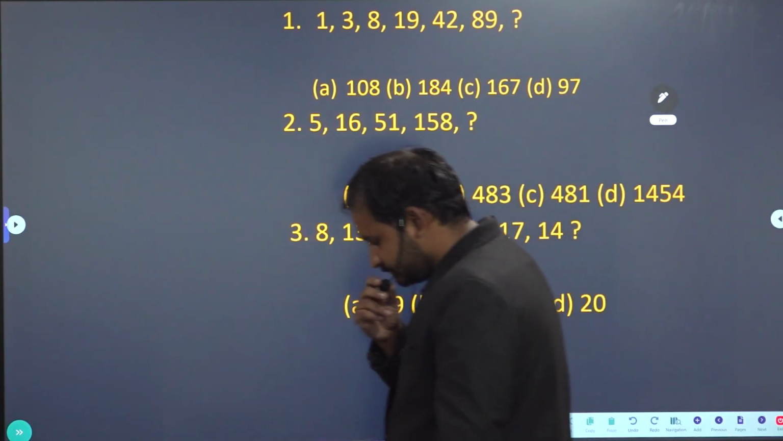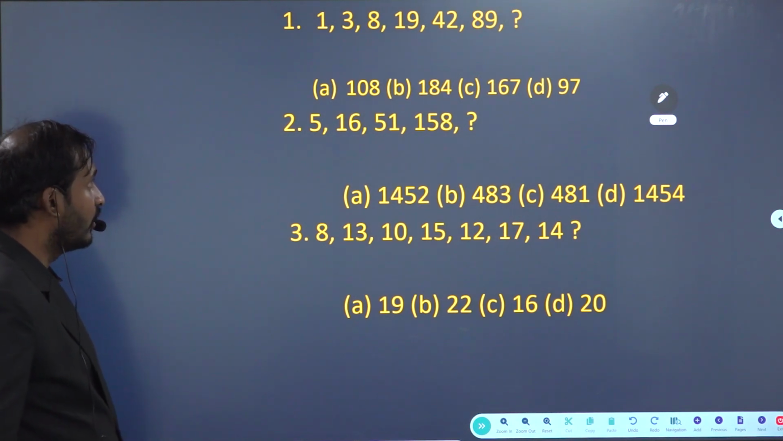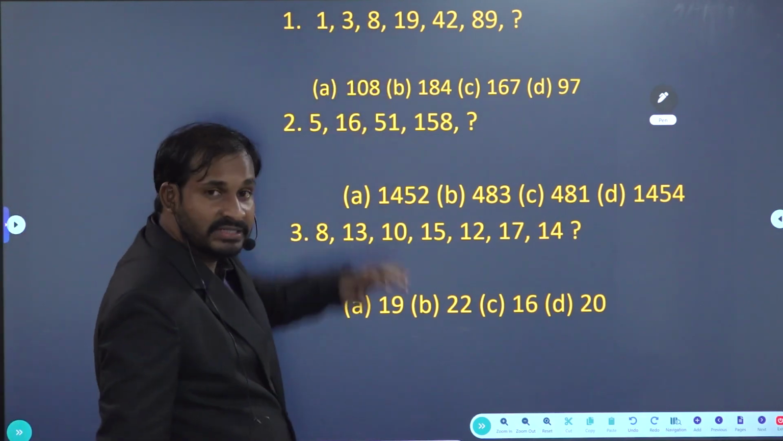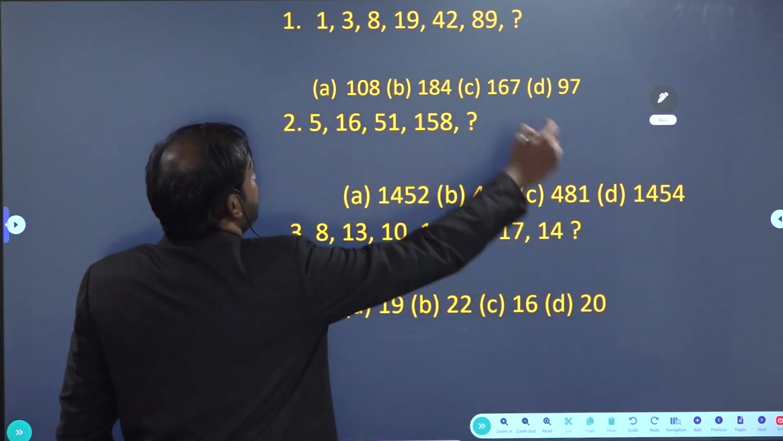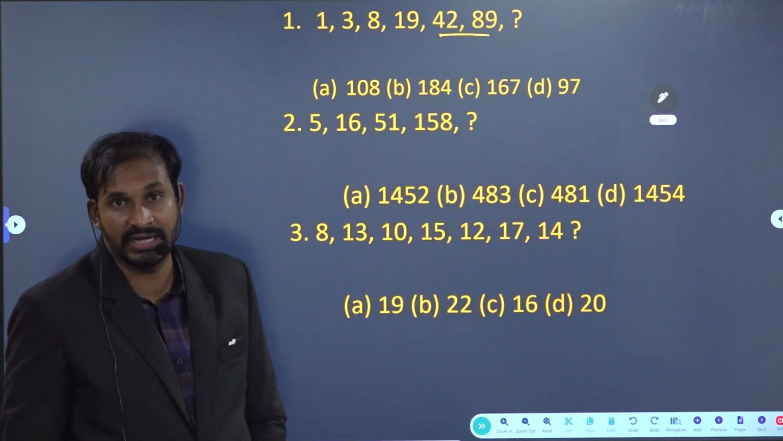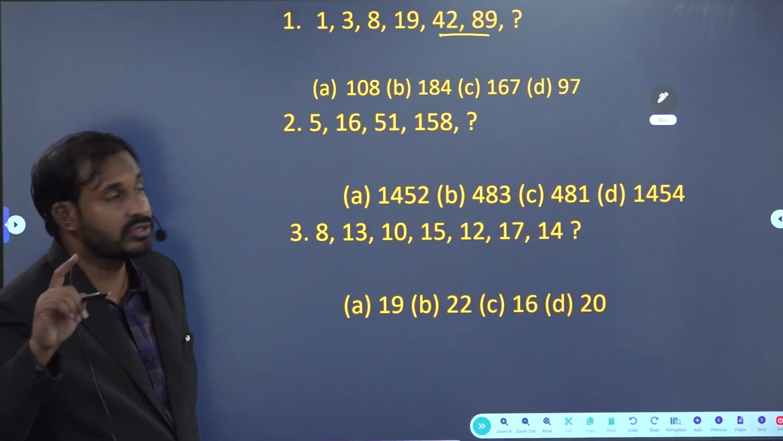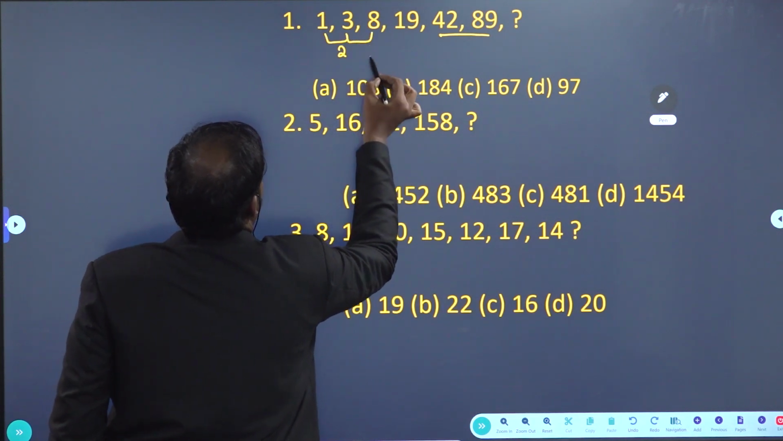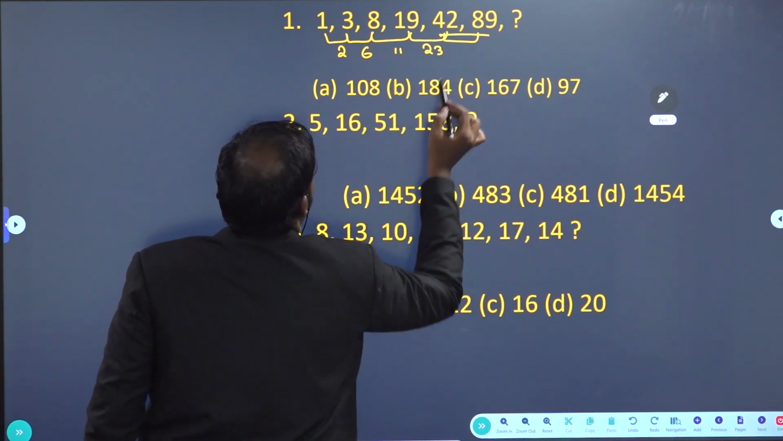Now see the first one: 1, 3, 8, 19, 42 and 89. If you see the initial numbers, the change is small. But when the series progressed, towards the last it became more than double, right? So now you should think that something is multiplied here. Students, if you write the difference, that is also fine. If you are able to understand the logic, that is fine. If not, don't waste your time.